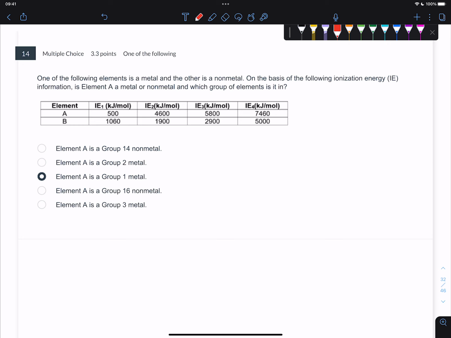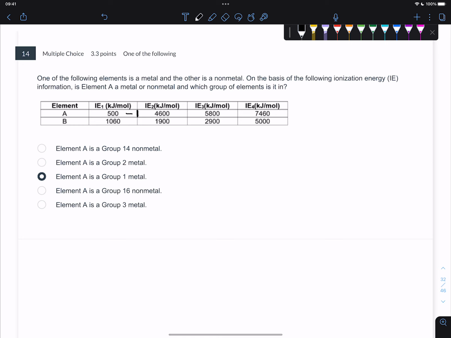For question 14, it asks about the ionization energies. You're identifying an element based on its ionization energies, whether it's a metal or a nonmetal, and even what group it's in. So let's take a look at element A. Element A has a big jump.